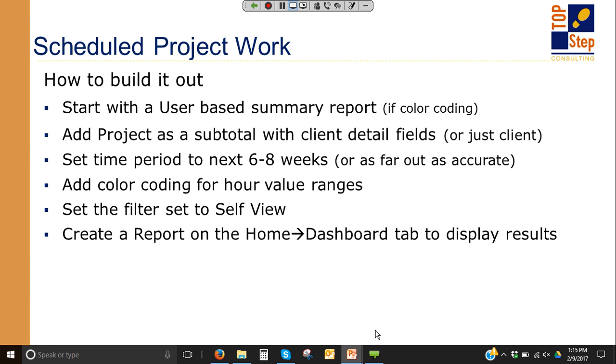And then I set up the time period for how far in the future I can provide this information to the user, right? How far is it accurate? So 4 weeks, 6 weeks, 8 weeks. I typically see about 4 weeks, 6 weeks. You add the color coding in there, and then you set the filter set to self-view, share the report with everyone, and now you can create a dashboard. Okay. So let's take a look.